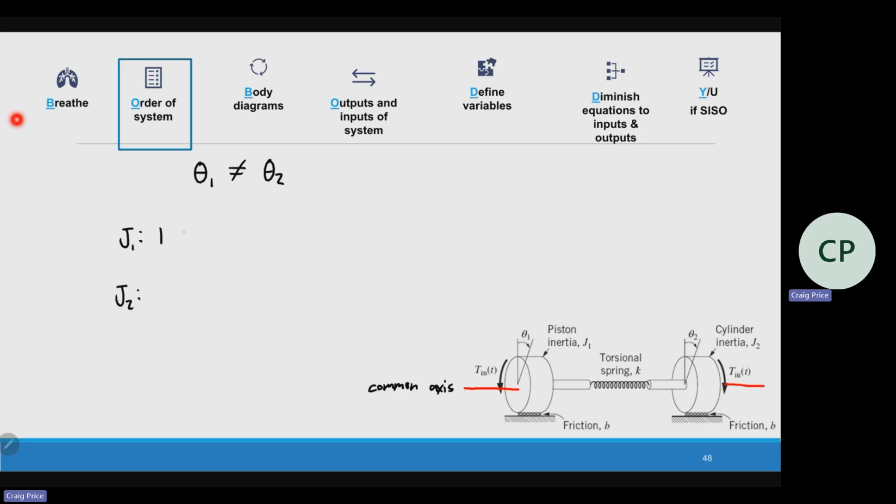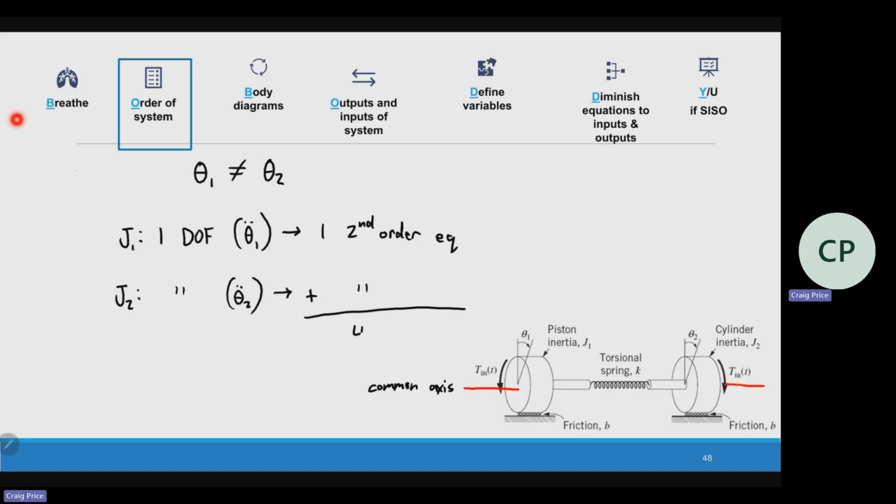So J1 does have 1 degree of freedom. It's going to have its own acceleration. And so therefore, that's going to be 1 second order equation. Same thing for J2. It will have its own acceleration. So we have 1 second order equation for J1. We have 1 second order equation for J2. We add those two together. In total, it is 4th order.